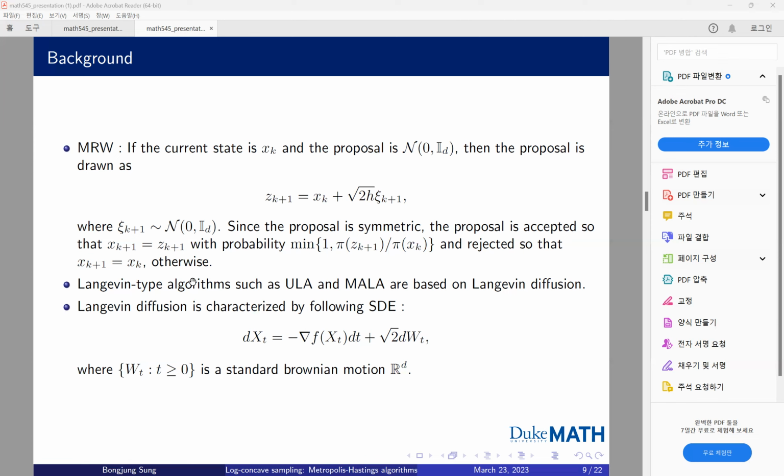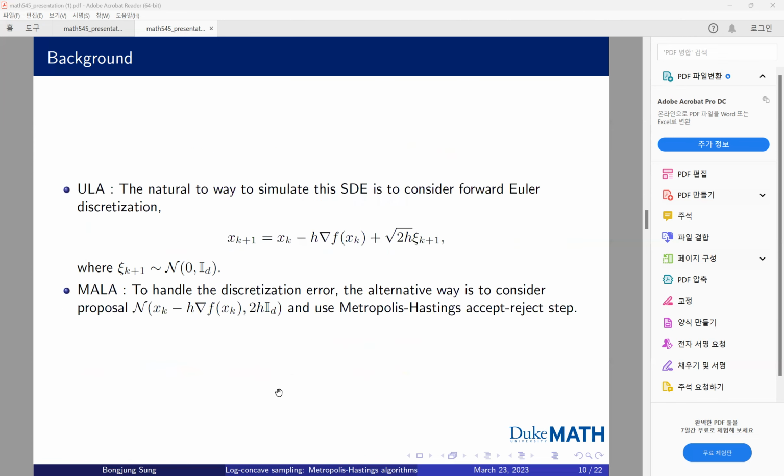Compared to this algorithm, Langevin algorithms such as ULA and MALA are based on Langevin diffusion. Langevin diffusion is basically a stochastic process whose evolution is characterized by the following SDE, where W_t is a standard Brownian motion on R^d. The natural way to simulate this SDE is to consider forward Euler discretization with ξ from the standard Gaussian and step size h. This sampling scheme is referred to as ULA.